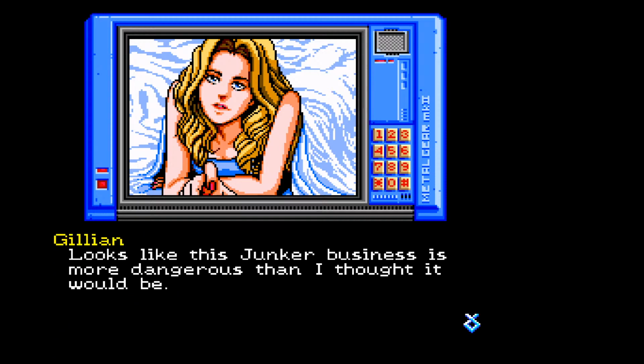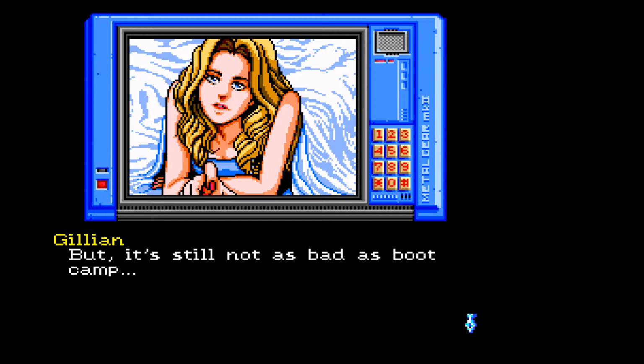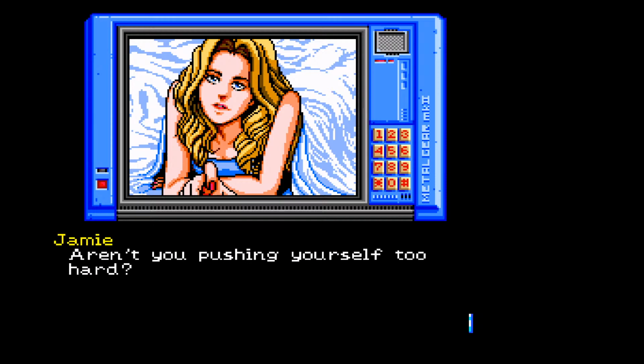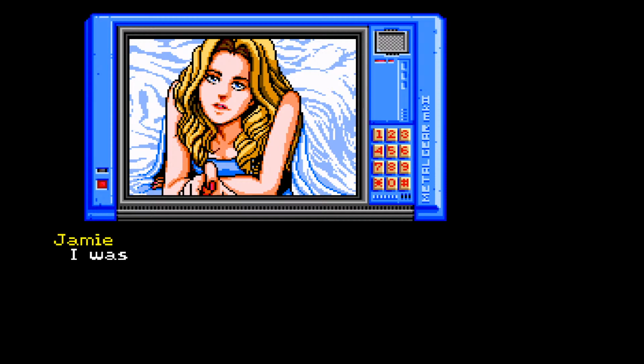Looks like this junker business is more dangerous than I thought it would be. Gillian? But it's still not as bad as boot camp. I'm a lot more relaxed working like this as a junker. Aren't you pushing yourself too hard? Well, it's pretty scary sometimes, but now I've got a definite goal, something to live for.